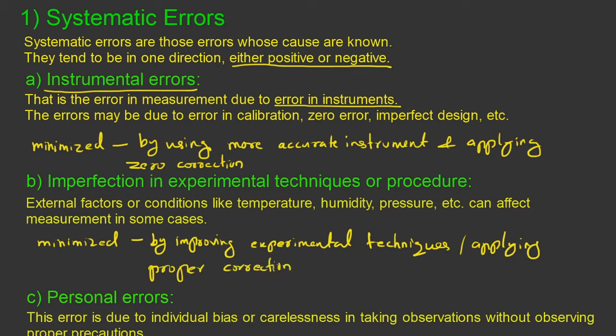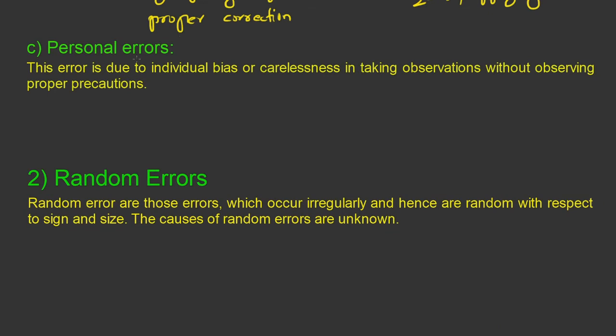The third cause of systematic errors is personal errors. This error is due to individual bias or carelessness in taking observations without observing proper precautions. Error due to parallax is an example of such errors. This error can be minimized by removing personal bias as far as possible.